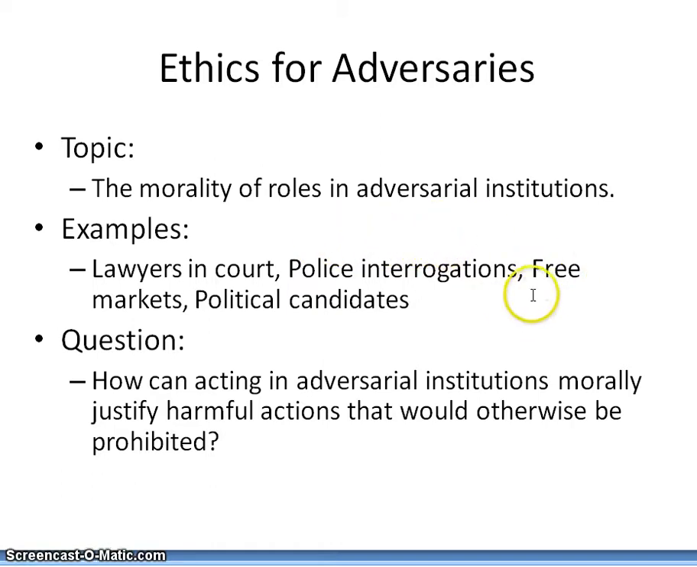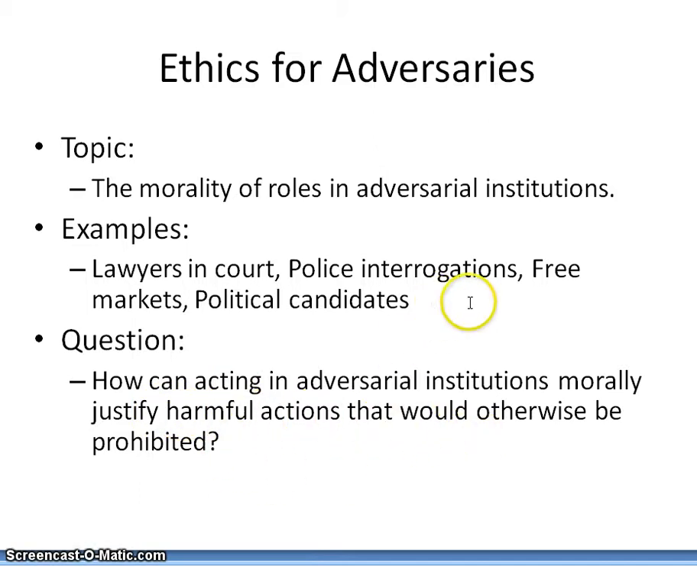Free market context, we have buyers and sellers with different interests in an adversarial relationship. Employers, employees. Political candidates in the political process, of course, are adversaries. So the question is, how can acting in adversarial institutions morally justify harmful actions that would otherwise be prohibited?